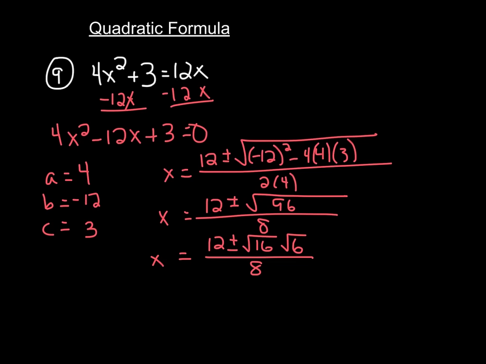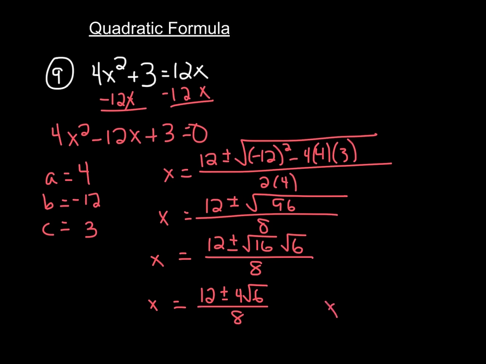All right, so since the square root of 16 is 4, I'm going to just rewrite this as 12 plus and minus 4 radical 6 over 8. And then really all you have to do is just look at these numbers on the outside of the radical, so all these whole numbers, and say, well, what divides evenly into all three of them? Well, 4. So if I do 12 divided by 4, that gives me 3.